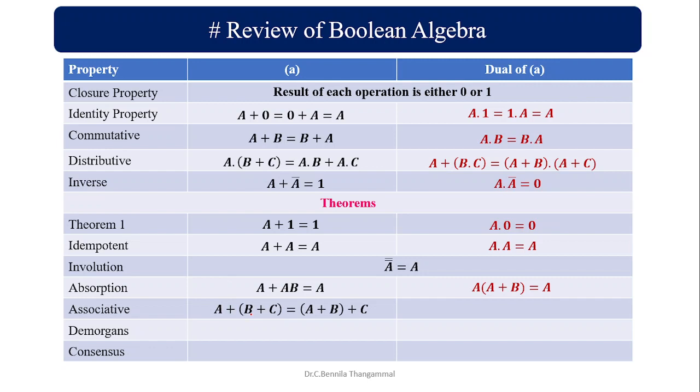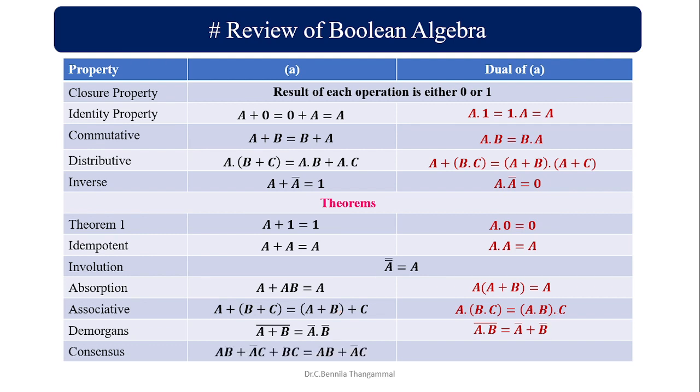Associative law: (a plus b) plus c equal to a plus (b plus c). So (a into b) into c equal to a into (b into c). De Morgan's theorem is (a plus b) whole bar equal to a bar into b bar. Similarly, (a into b) whole bar equal to a bar plus b bar.